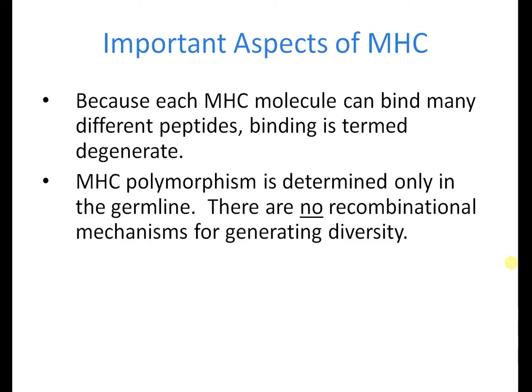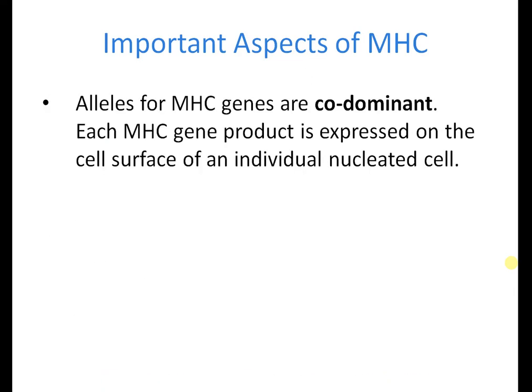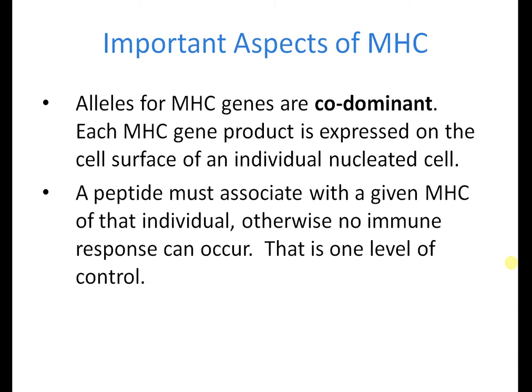This polymorphism is determined only by the germline, and there are no recombinational mechanisms for generating diversity. These molecules are also membrane bound and recognized by T cells, and require cell-to-cell contact. Alleles for the MHC genes are codominant. Each MHC gene product is expressed on the cell surface of an individual's nucleated cells. So a peptide must be associated with a given MHC molecule of that individual, otherwise no immune response can occur. That is one level of control.